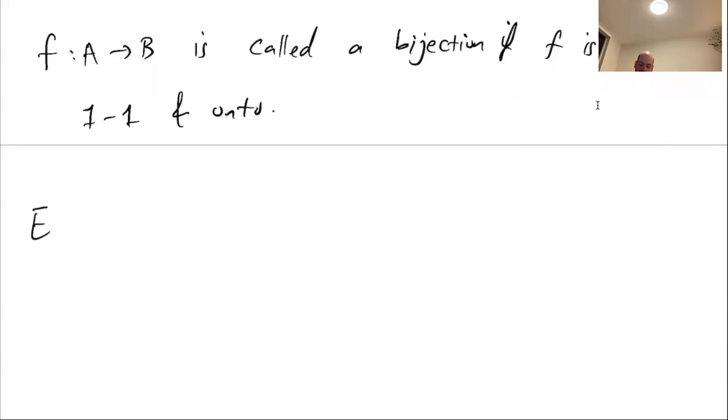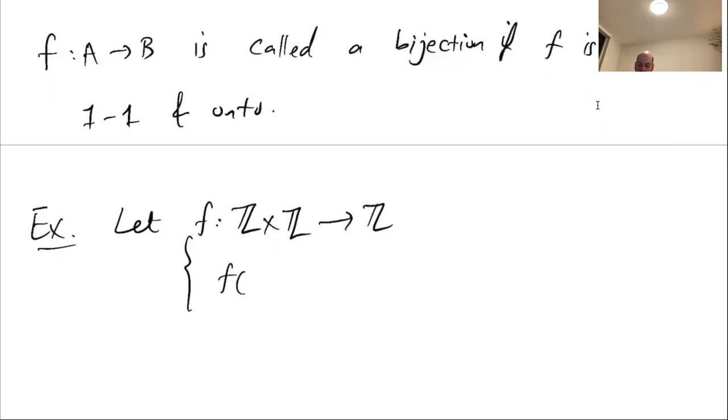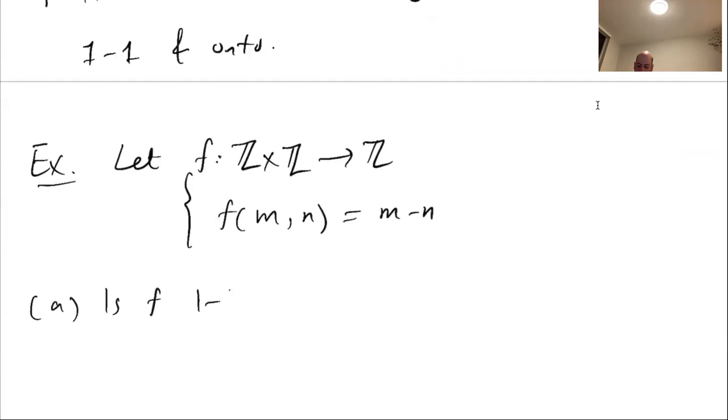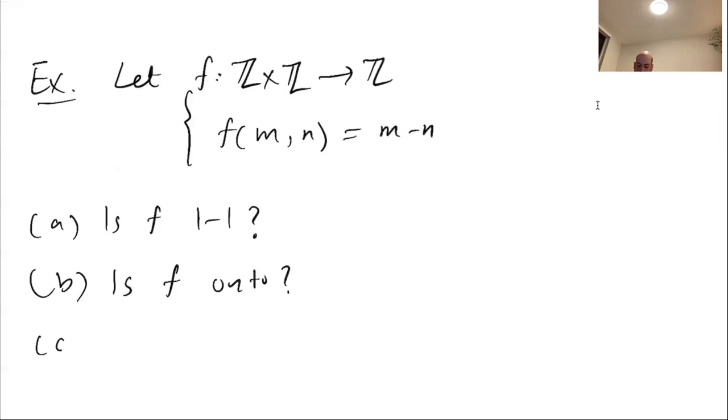So let's look at an example. I think it's one of the book exercises. Let f from Z cross Z to Z, and f of m and n equals m minus n. Part A is f one-to-one? Part B is f onto? And part C is f a bijection?